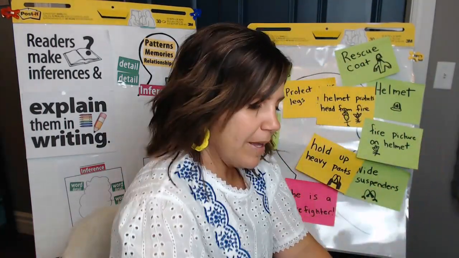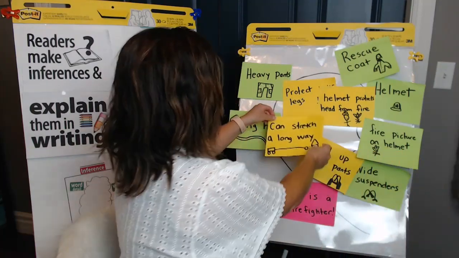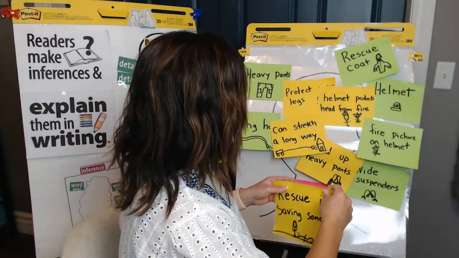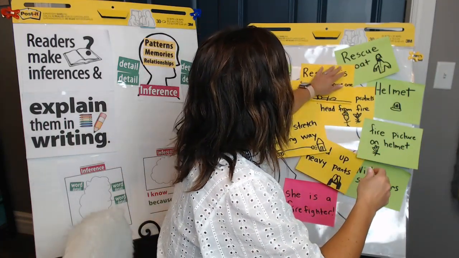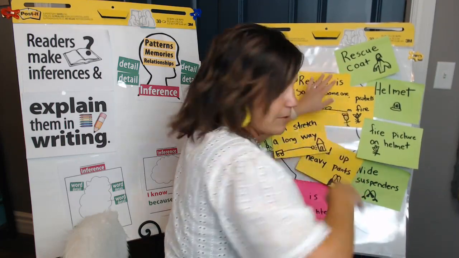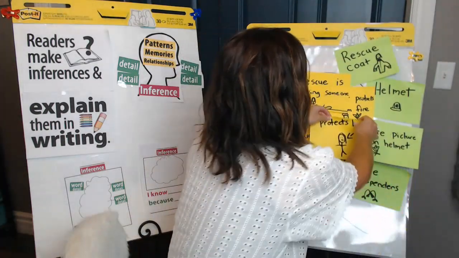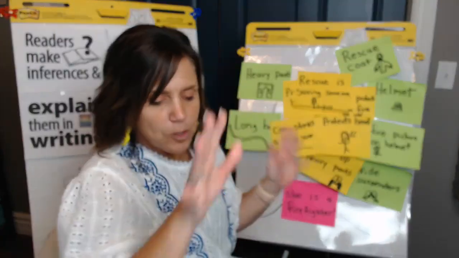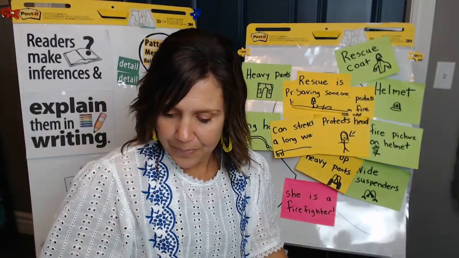Fire picture on the helmet. The long hose can stretch a long way. Rescue coat means she's rescuing and saving someone. That was our thinking voice thought. And then this went with helmet too. Protects head. And then protects head from fire. Okay, so those were all of our thinking voice thoughts.